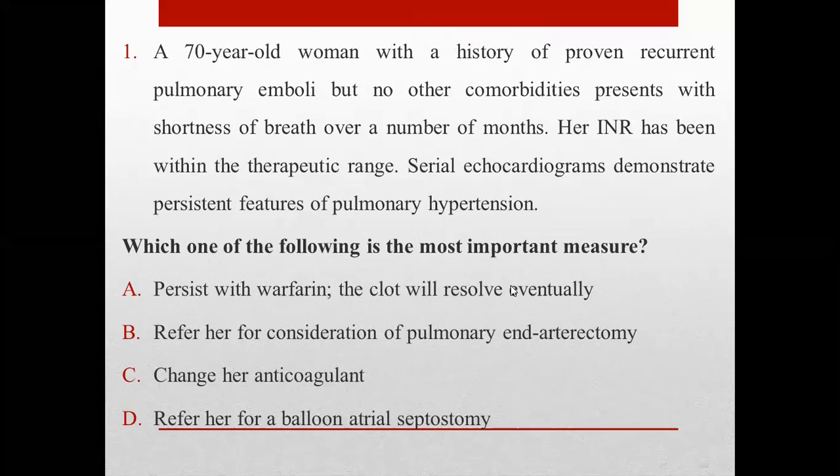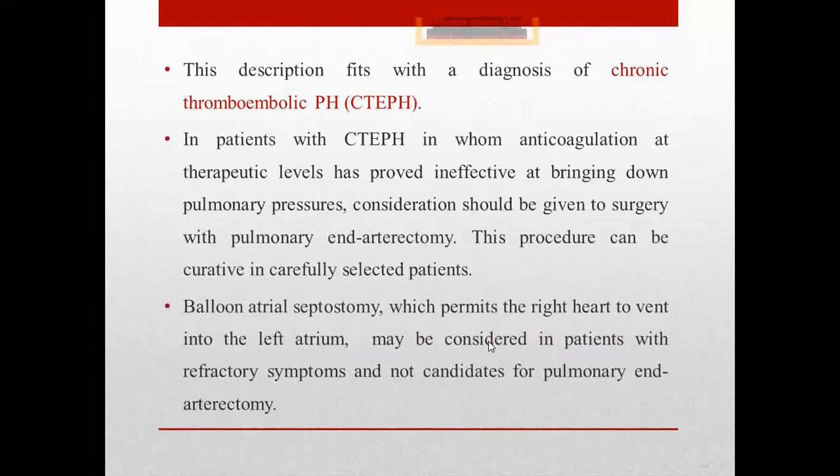So I can see a consensus that the correct answer is B. Refer her for consideration of pulmonary endarterectomy. So let's see the correct answer. It is B. Actually, in patients with pulmonary hypertension which is group 4, the thromboembolic pulmonary hypertension, pulmonary endarterectomy is considered the curative treatment for them.